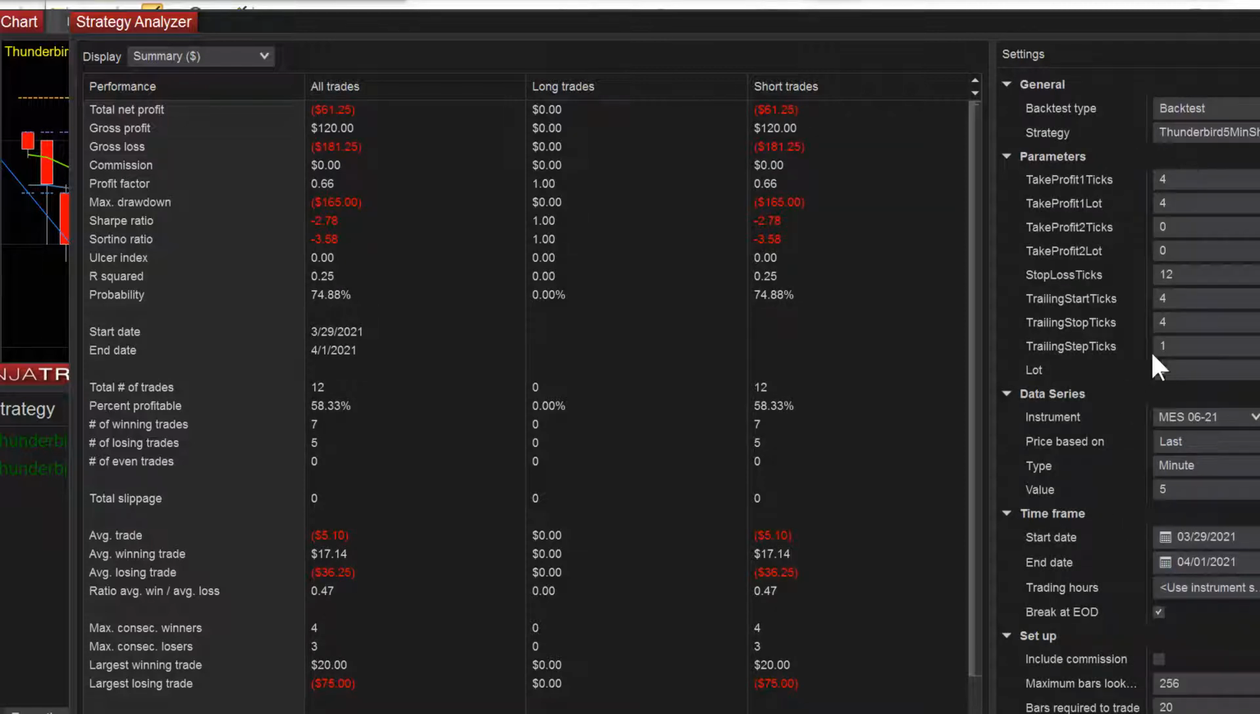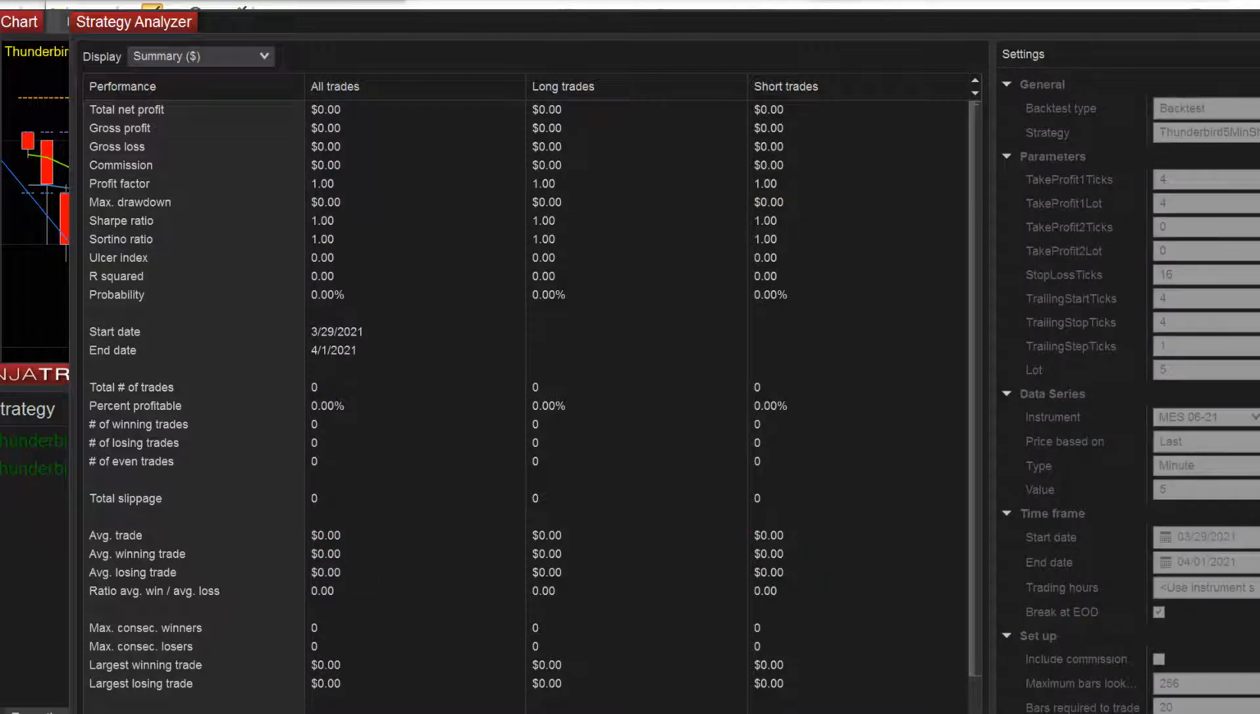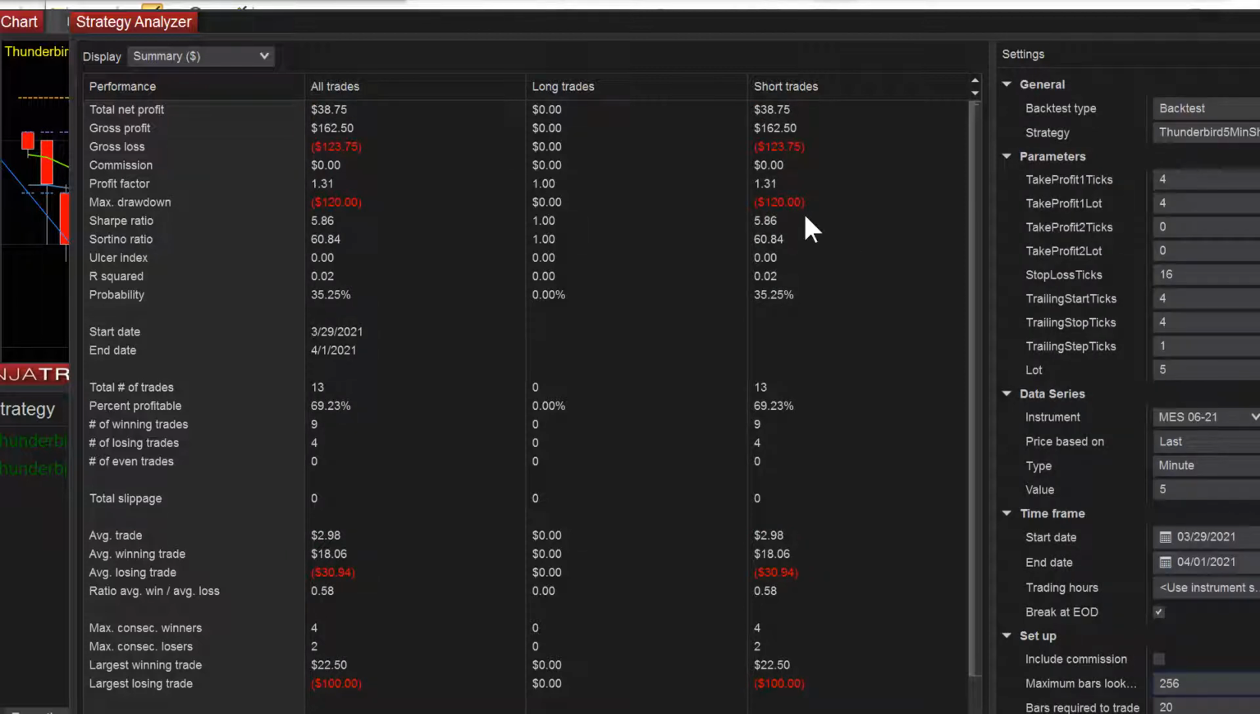No, it went the wrong way. It went the wrong way. So we'll stick it at 16. And then anything else we could do to adjust that, I would have to optimize it, and I'm not going to do that tonight. But a couple different things to learn about it.